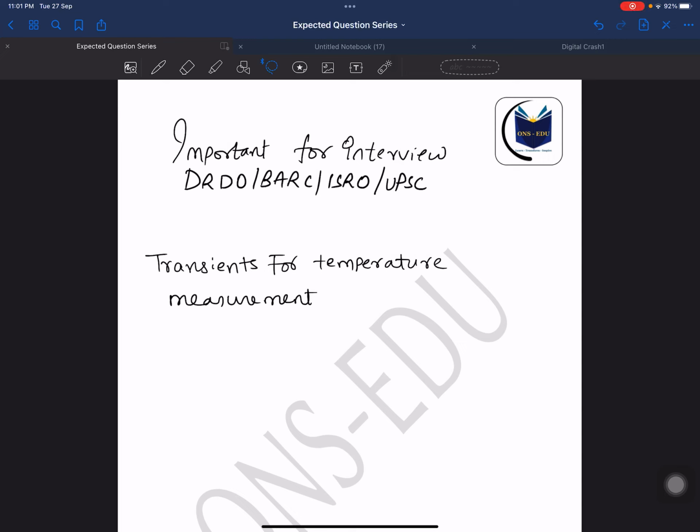Hello friends, let's see one interesting topic. This is very important, especially in DRDO, ISRO, BARC, UPSC interviews. You can actually score more marks compared to others if you answer in this particular manner. Now I'll tell you how transients can be used for temperature measurement.